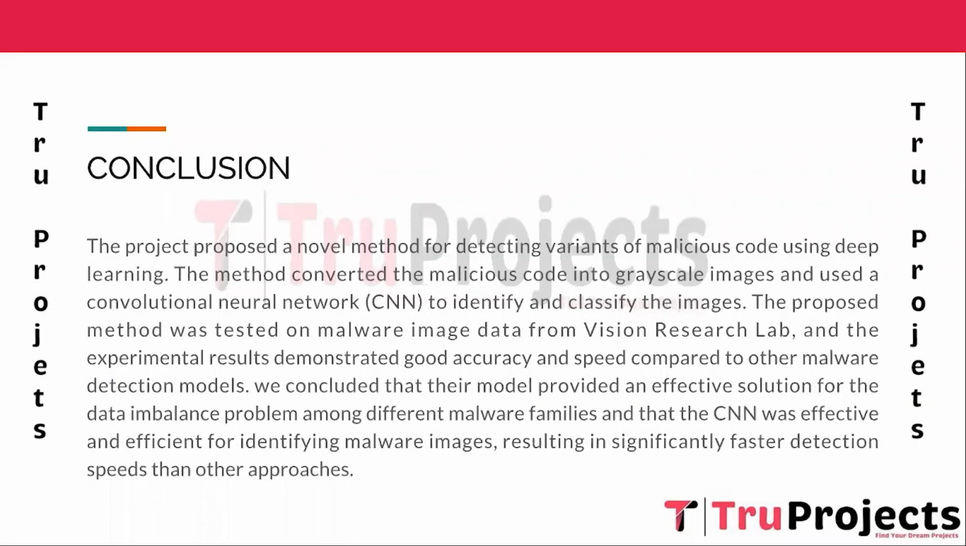In conclusion, we proposed a novel method for detecting the variants of malicious code using deep learning. The method converted the malicious code into grayscale images and used a convolutional neural network to identify and classify the images. The proposed method was tested on malware image data from Vision Research Lab, and the experimental results demonstrated good accuracy and speed compared to other malware detection models.